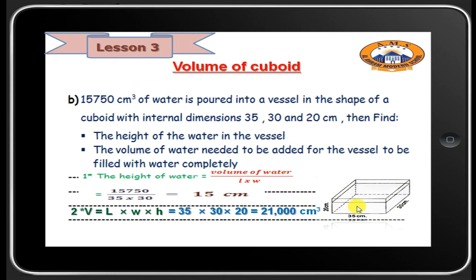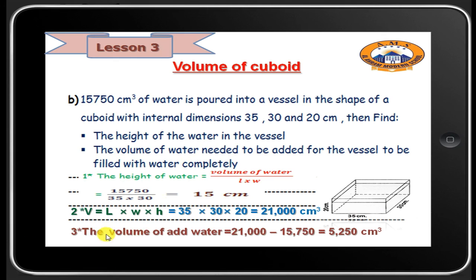So let us make minus between the entire volume of the vessel minus the volume of the water. So when we do this, we will get the volume of the water that I want to put inside this vessel to make it completely filled with water. So the volume of added water is the volume of the vessel, which is 21,000, minus the volume of the water, 15,750, that will give us 5,250 cubic centimeter.